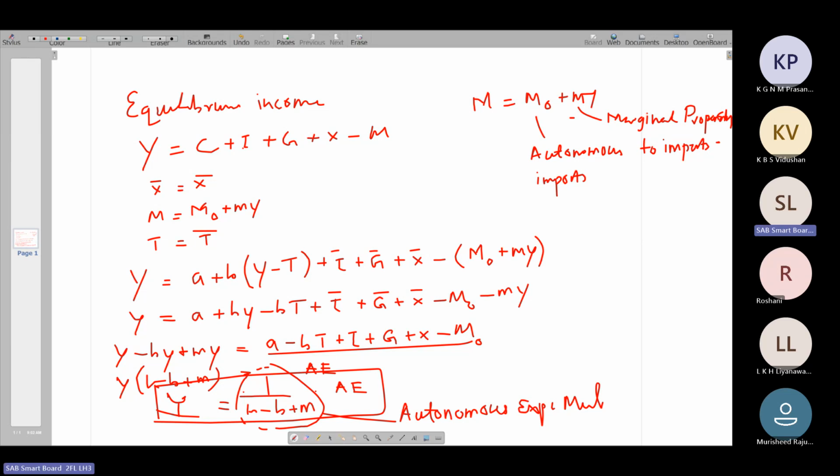So you can derive all these multipliers. The investment multiplier, government expenditure multiplier and export multiplier are positive. The tax multiplier and the import multiplier are negative. The tax multiplier is minus b over 1 minus b plus m, and the import multiplier is minus 1 over 1 minus b plus m. So let's see how you derive those. Commonly we denote this as the open economy multiplier. Now you can compare the open economy multiplier and the closed economy multiplier, which we derived with the same model variables.